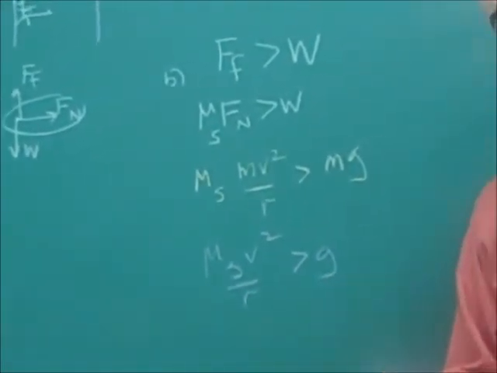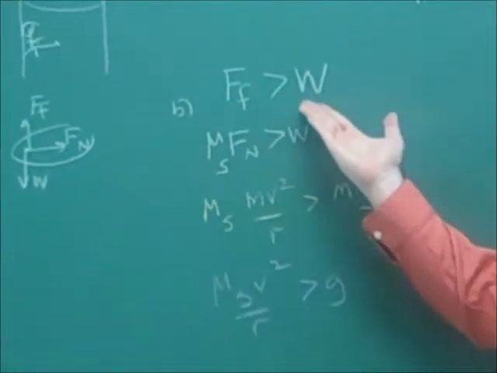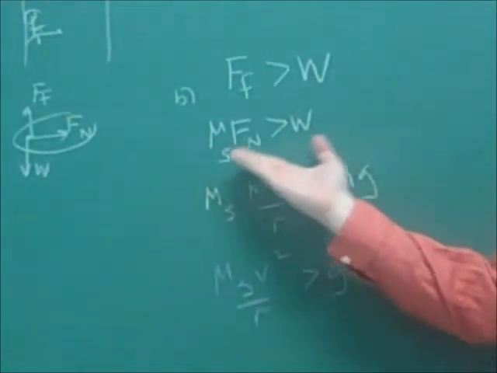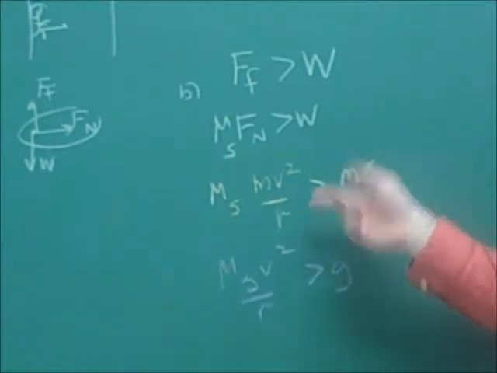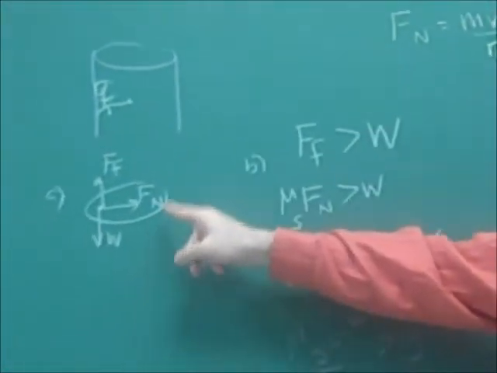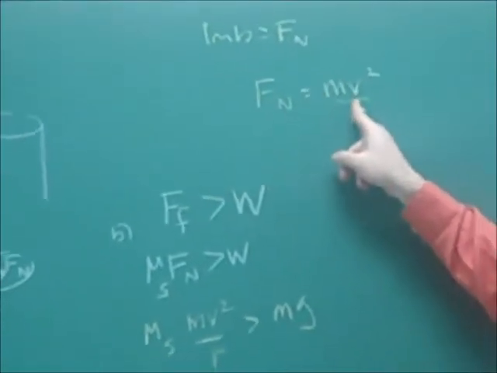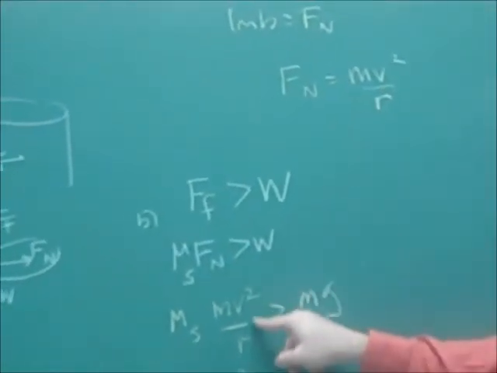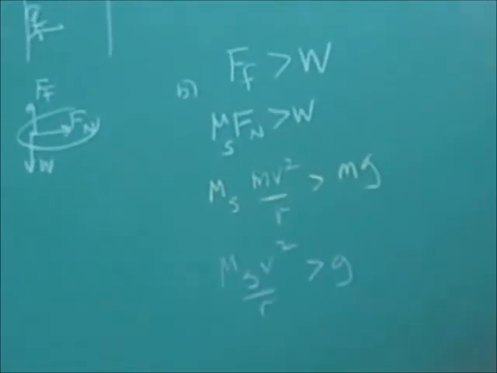So to summarize part B, the friction has got to be more than the weight. Friction is mu times normal force. Since the normal force is the amount of imbalance, because it's the only force going in, the normal force is the centripetal imbalance, mv squared over r. Mass on both sides cancels out.